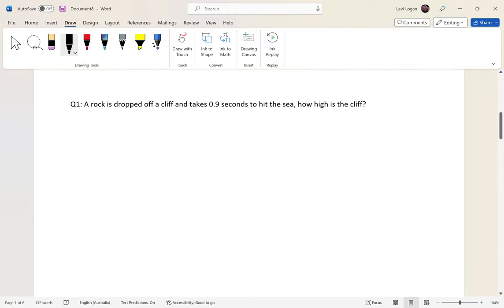Alright, this is question 1. A rock is dropped off a cliff and it takes 0.9 seconds to hit the sea. How high is the cliff? If you want to have a go at this question, feel free to pause the video. Straight up, I'm reading the sentence and trying to get a picture in my mind. There's a cliff and a rock's been dropped and it's falling into the sea. The time it takes for the rock to go down to here is 0.9 seconds.